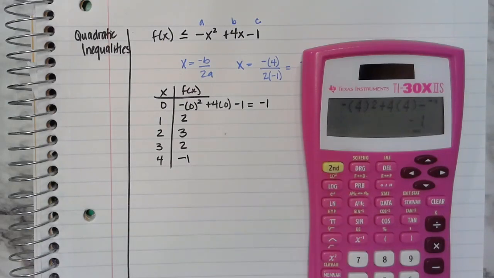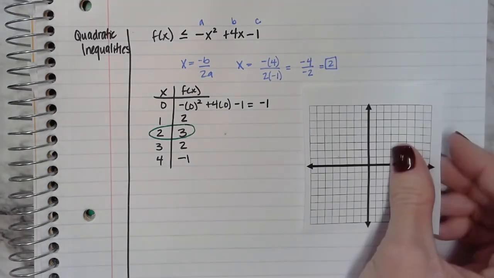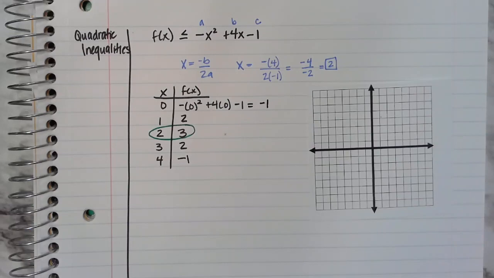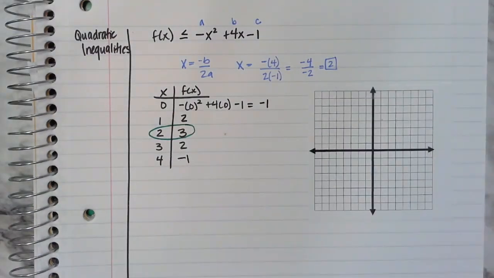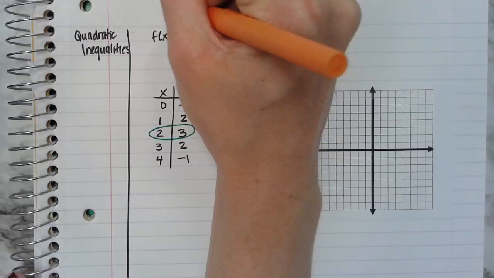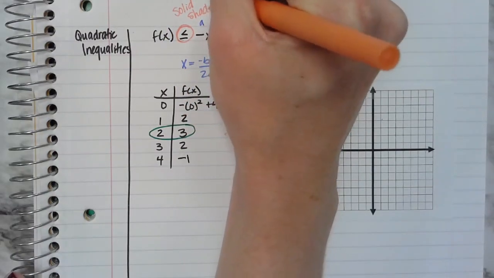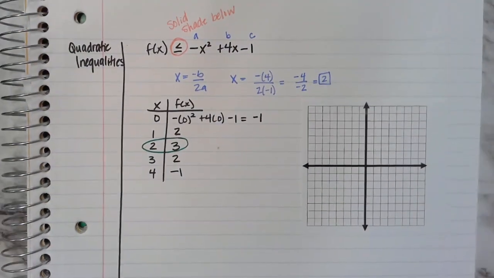Next, I'm going to graph this. Keeping in mind that's our vertex right there. I'm going to graph this and I'm going to consider that inequality symbol when I graph. And that's going to let me know if I should use a solid line or a dashed line and whether my shading is above or below. So if we take a look at this inequality symbol, that means this is a solid line and we're shading below. All right, solid line, shade below.